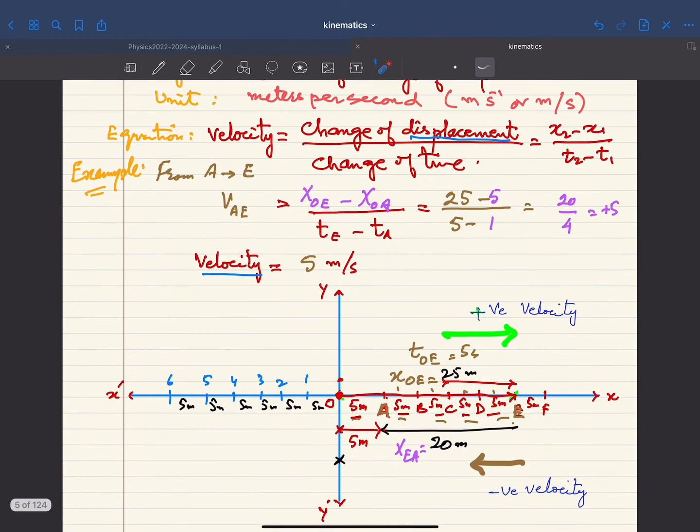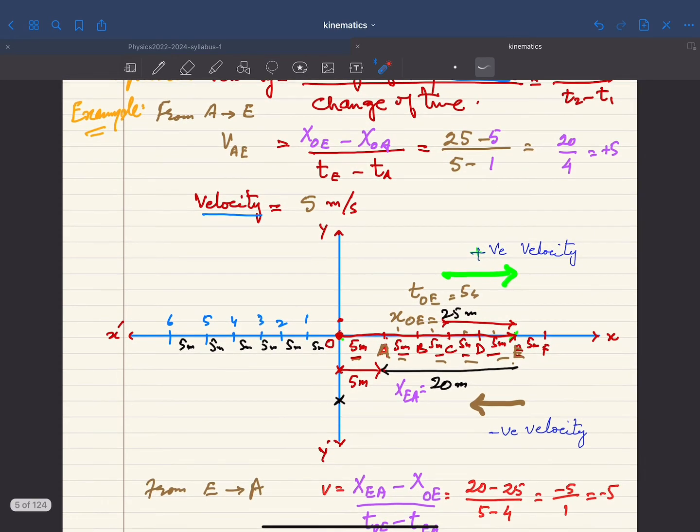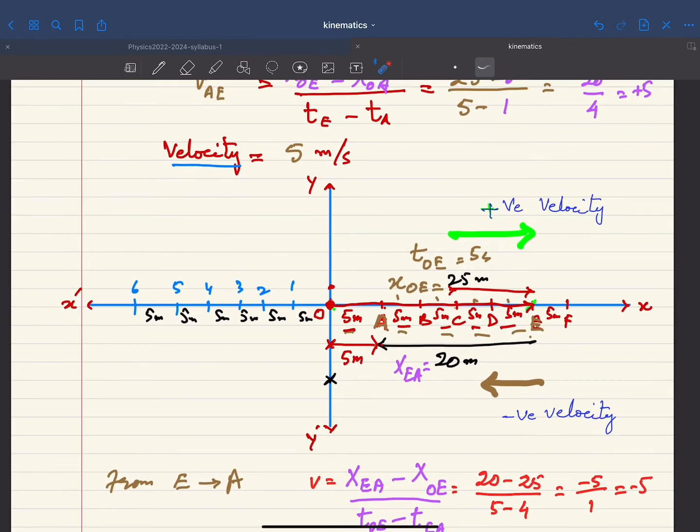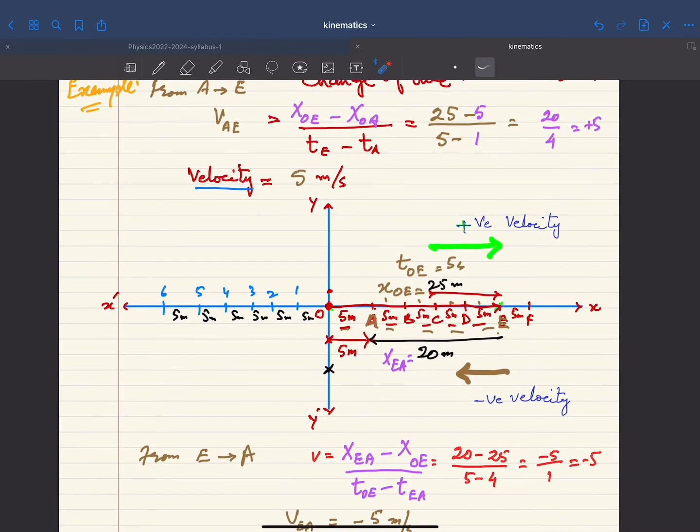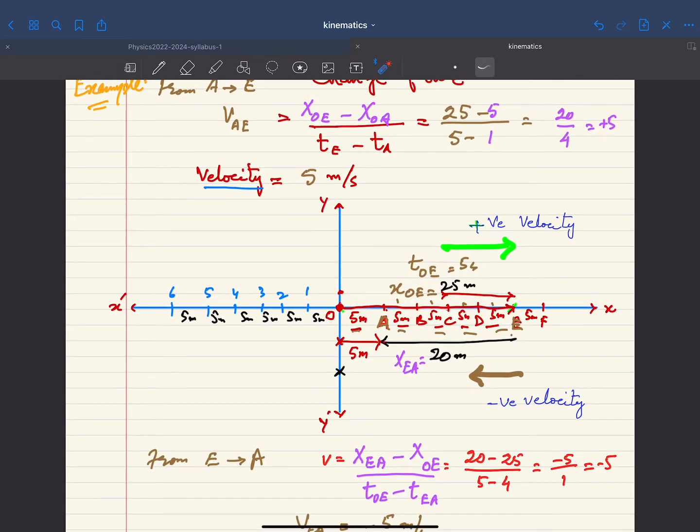In this example, if you are considering this line diagram, the initial displacement is your OA, which is 5 meter, and then you have another displacement which is OE if you are considering from the origin. Then the total displacement between these 2 points, or change of displacement, will be 20.